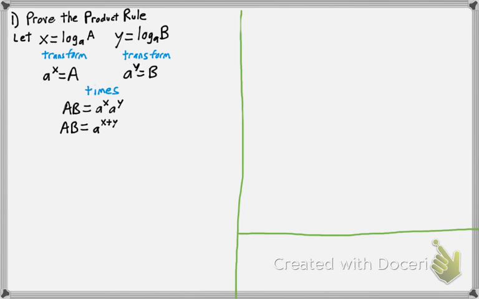My next step is going to be to transform back. So if we do this, then we're going to get log base a of AB is equal to x plus y. And then my final step is going to be to replace the x and the y.